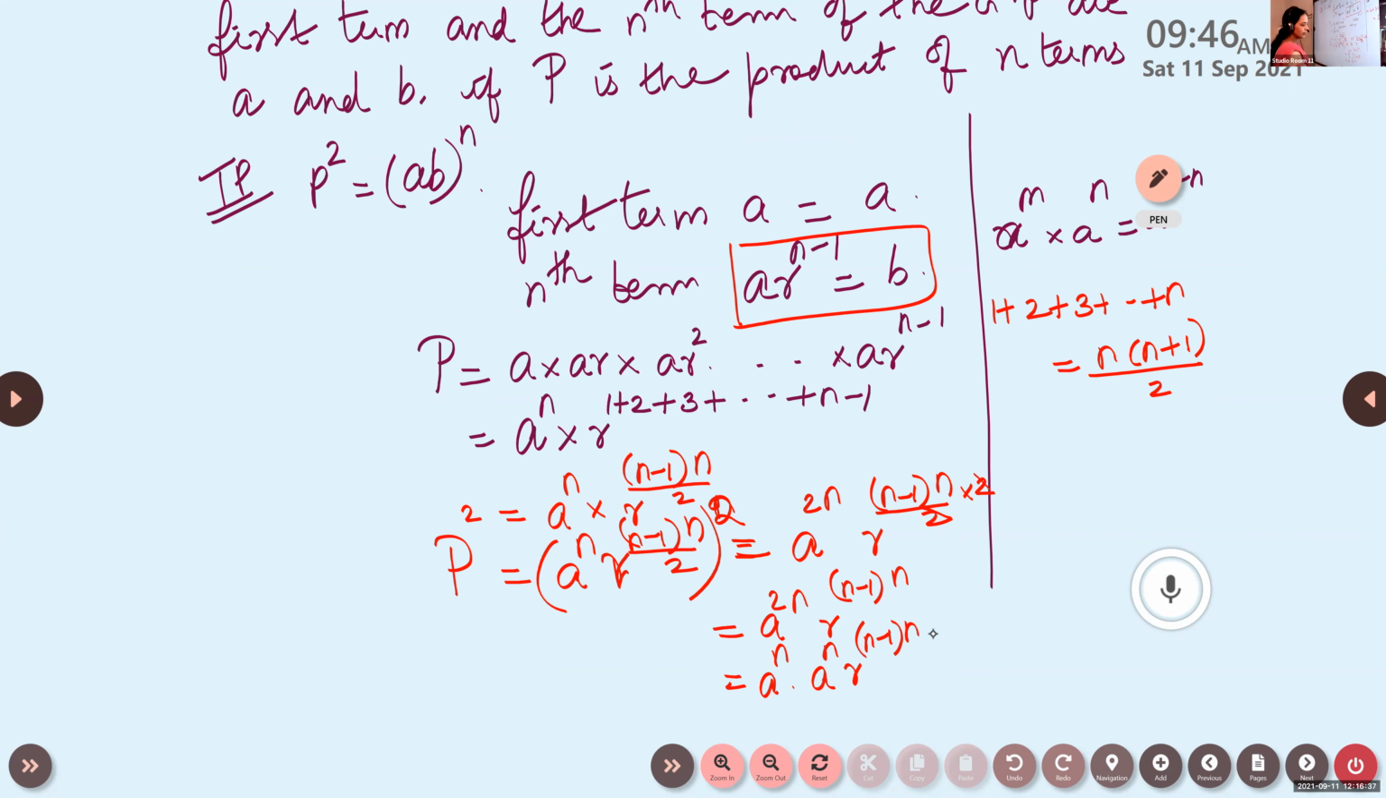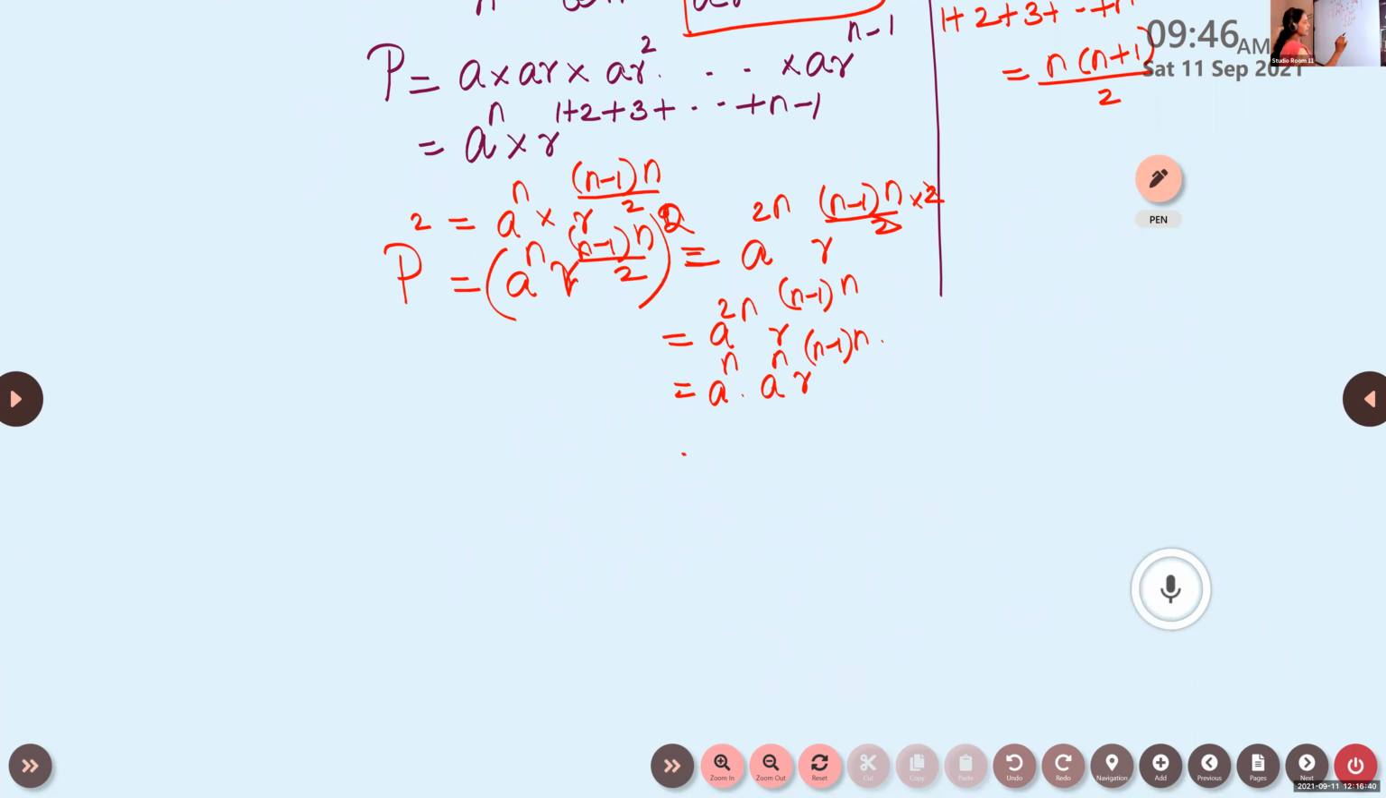So in the next step, we can rewrite the terms as (a raised to n) into (ar raised to n minus 1) whole raised to n. Is it correct? How? Power to power means multiply the powers. a means a raised to 1. When you multiply 1 into n, it is n. r raised to n minus 1 into n means we can write this as (r raised to n minus 1) whole raised to n. But what is a r raised to n minus 1? Is it b? This b raised to n. So we can combine this and write this as ab raised to n. So p square will be ab raised to 10.